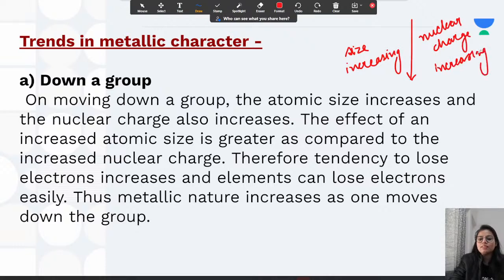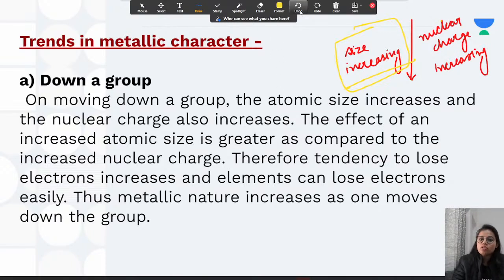Okay, so the two things are increasing. Now this particular effect is much more than nuclear charge. The effect of atomic size becomes greater as compared to nuclear charge. Now what will happen because of this? The electrons will be easily lost. The metals can easily give their electrons, they can easily lose their electrons.